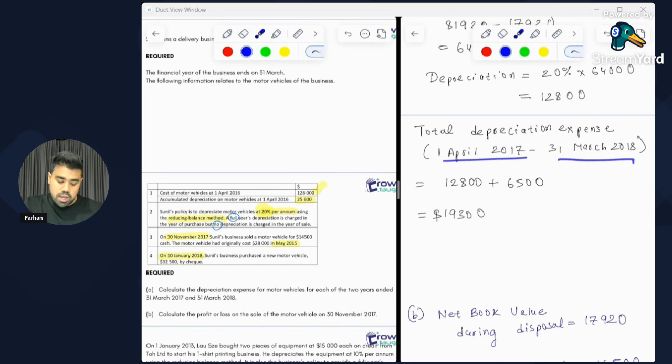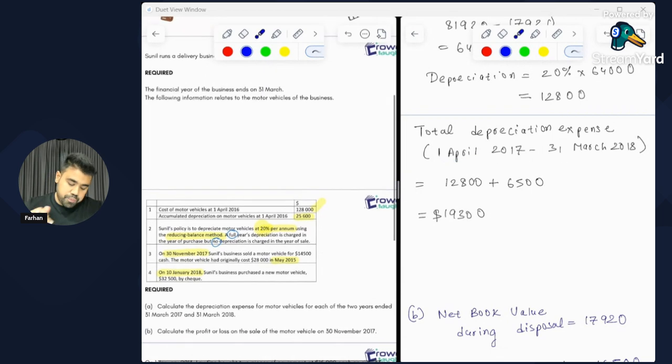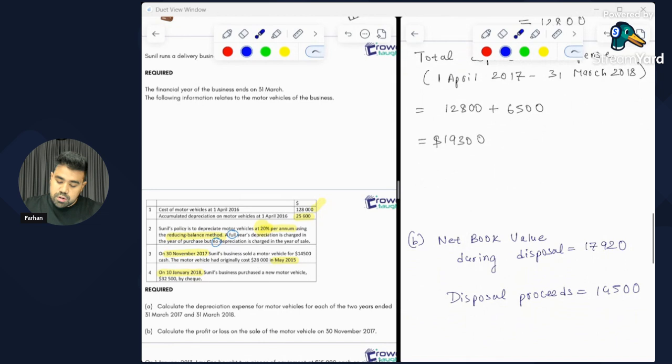All right? Now, what's part B? Calculate the profit or loss on the sale of the motor vehicle on 30 November 2017. So what we want to do first is find the net book value during disposal that we already know for the motor vehicle that we had sold, which was $70,920. I believe you recall this. And then we know that the disposal proceeds, or the amount that we have sold this motor vehicle for, is $14,500 cash, if you read the information given in point number 3.